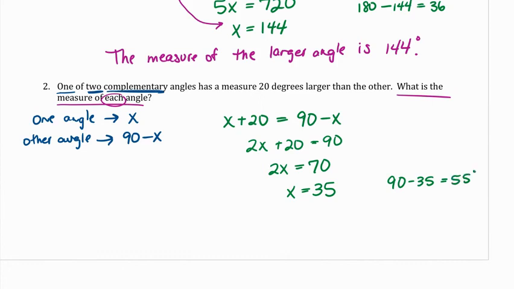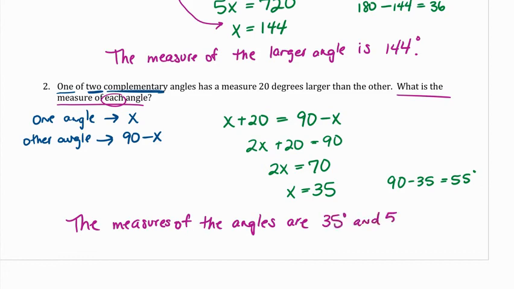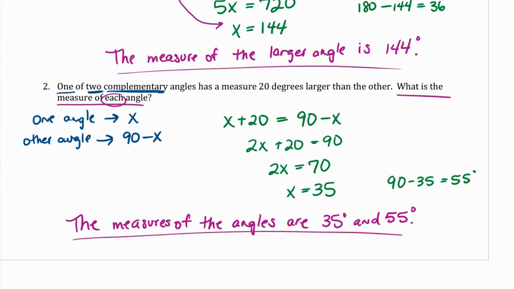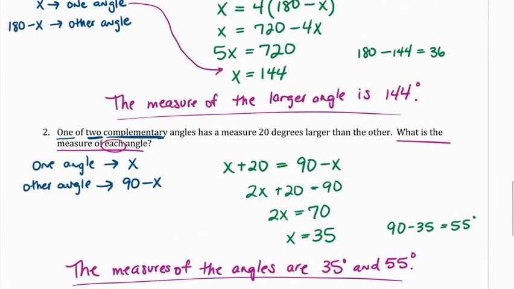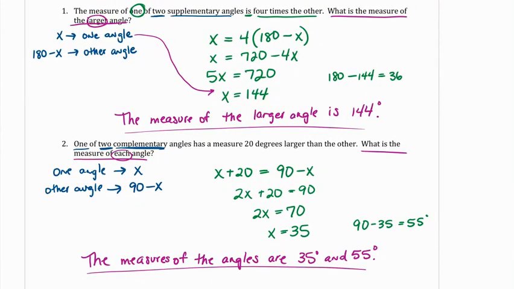So then I can say the measures of the angles are 35 degrees and 55 degrees. Okay, now just an FYI, if you tried either one of these, there are other ways to set up these problems. So if you set it up a different way and got the same answer, that's totally fine. Or if you want to check with me next week when I come back, we can look at these again. All right, that's it for our notes.